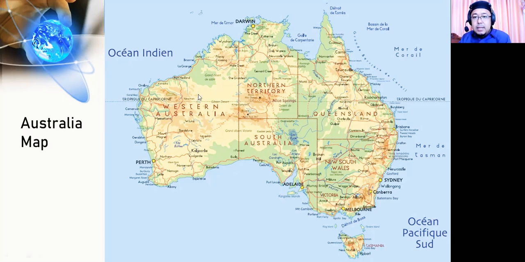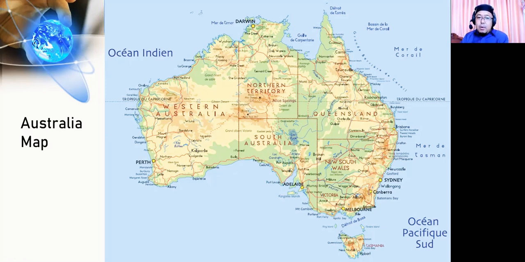Is there any interesting picture of the map? Yes, I found this one is interesting. This is Tasmania, near Hobart. Tasmania is part of Australia. This is a small island in the southern part of the Australian map.